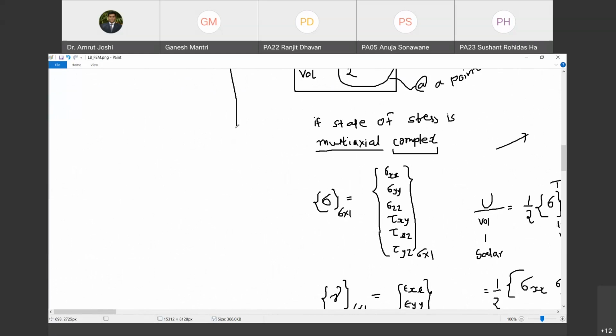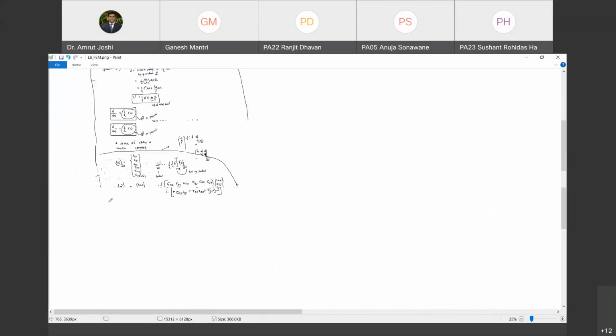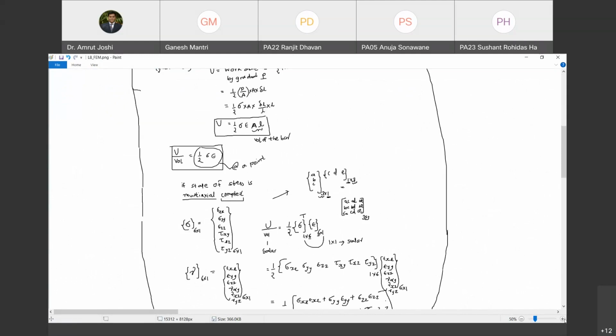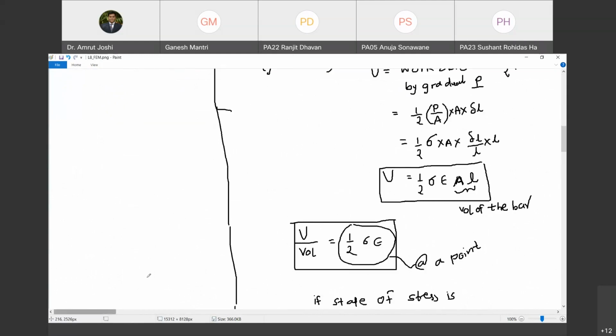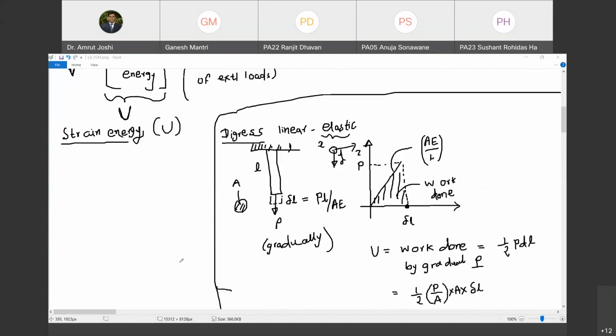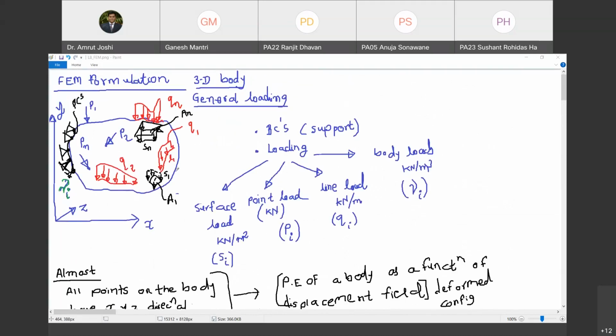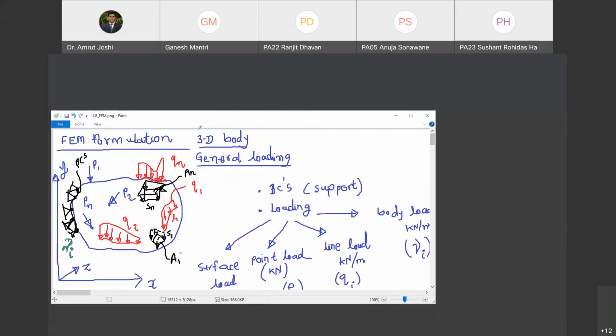So this was the digression. Let us come back to the expression that we were writing. We have to now write down the strain energy stored in the body due to all these external loads and the corresponding deformation. Do you agree with me? So how do I write the strain energy?